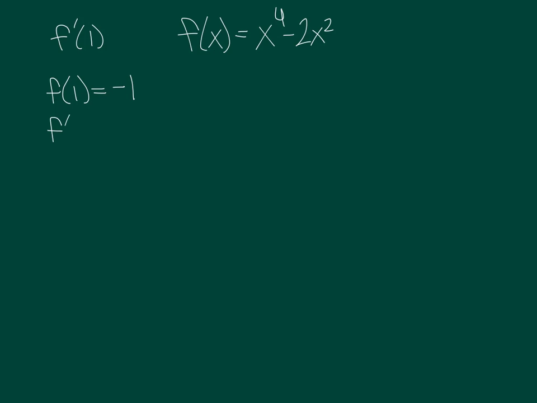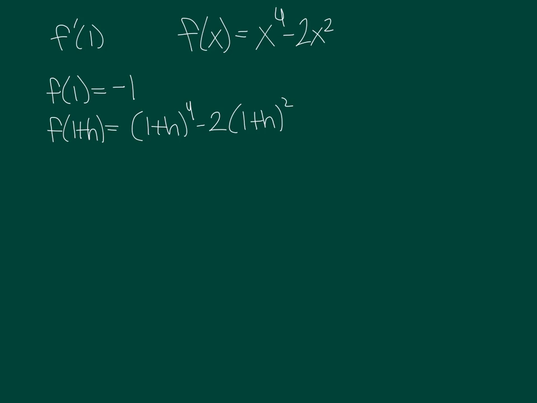Now the value at 1 plus h, so wherever there's an x, I'm going to replace it with 1 plus h. So I'm going to have the quantity 1 plus h to the fourth. Oh no, that's going to be brutal. And then 2 times the quantity 1 plus h squared.